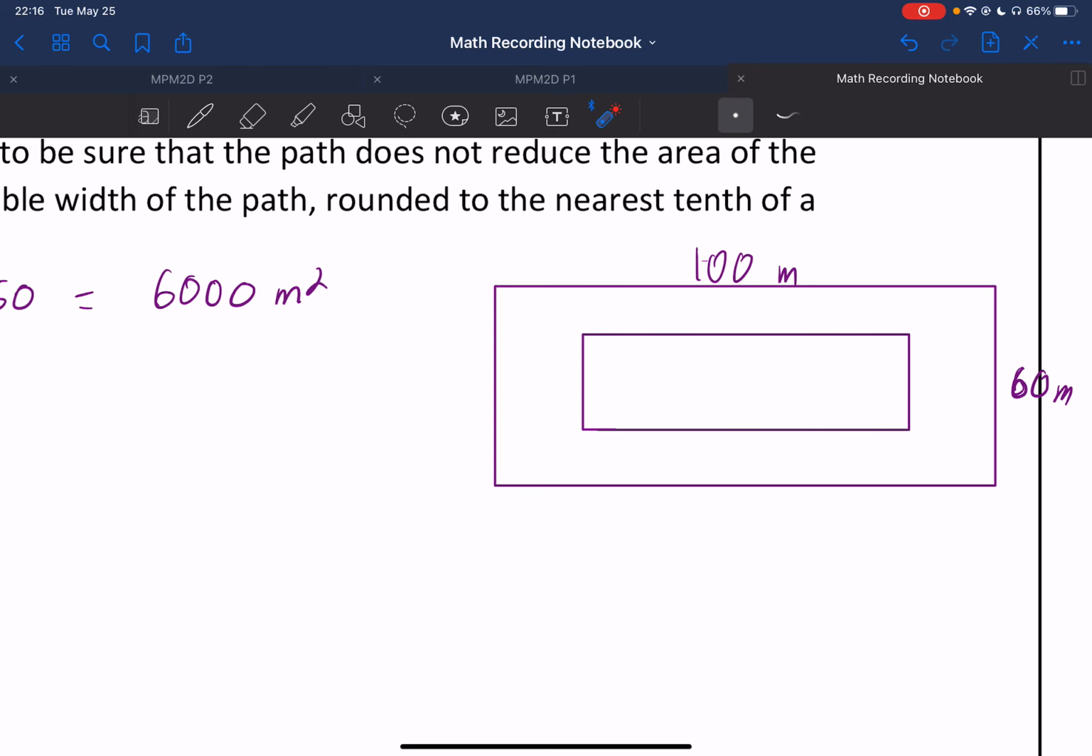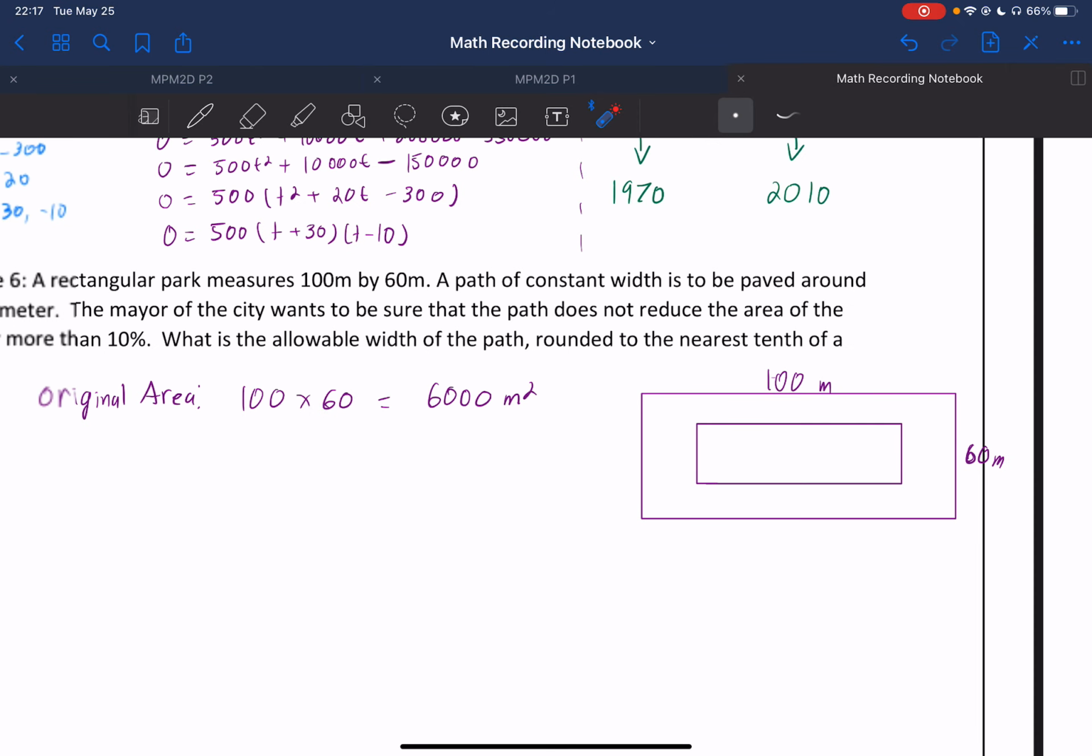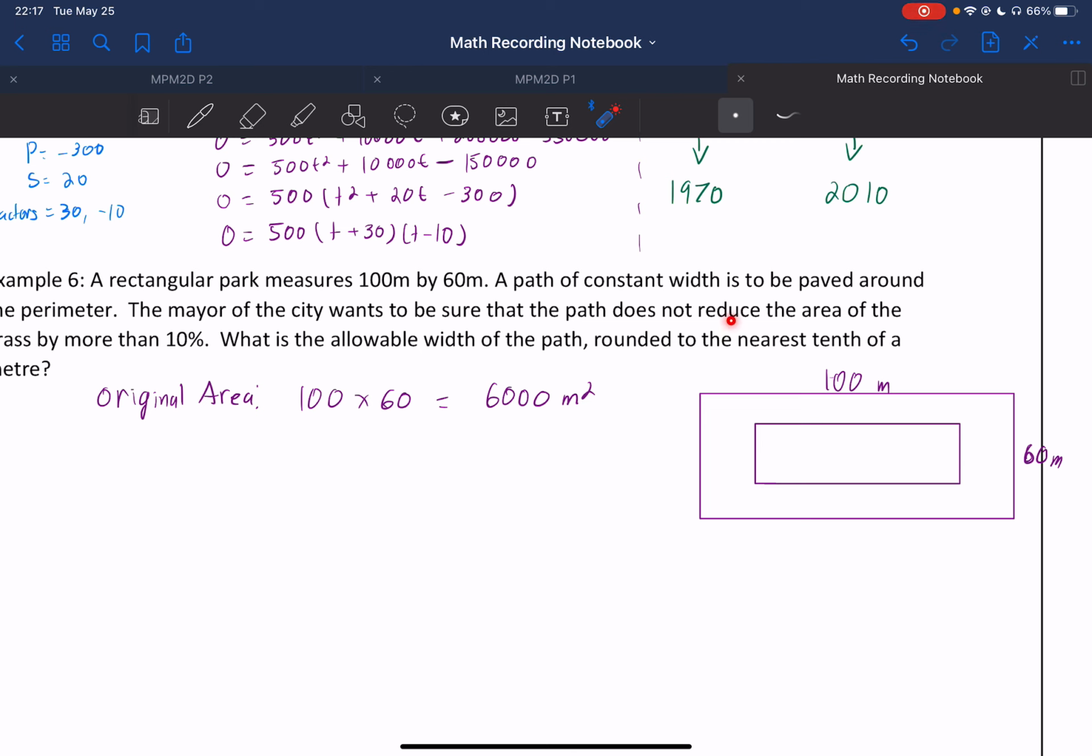Looking here, the mayor wants to make sure that the path doesn't reduce it by 10%. So that means we need to see how much this width, if it's going to be constant. Yes, this diagram's not perfect, so it's not going to look perfectly constant, but from here to here and from here to here should be the same and same. Should be taking away the same amount with the path. Let's label this X for creative. So this width that's all around here is X.